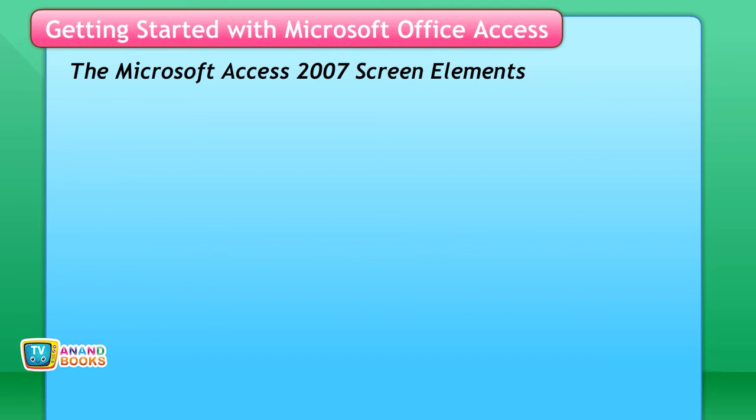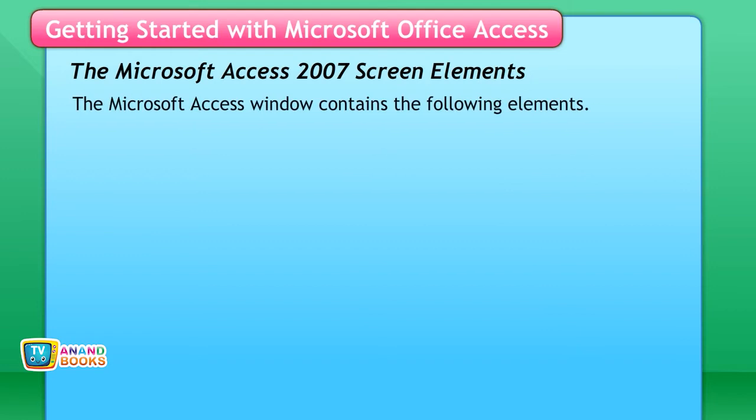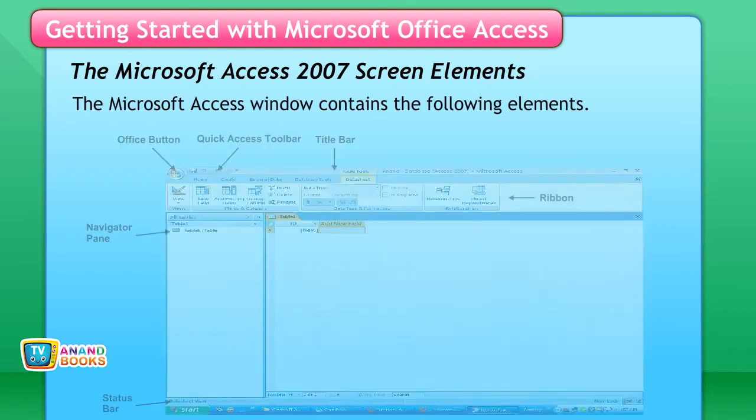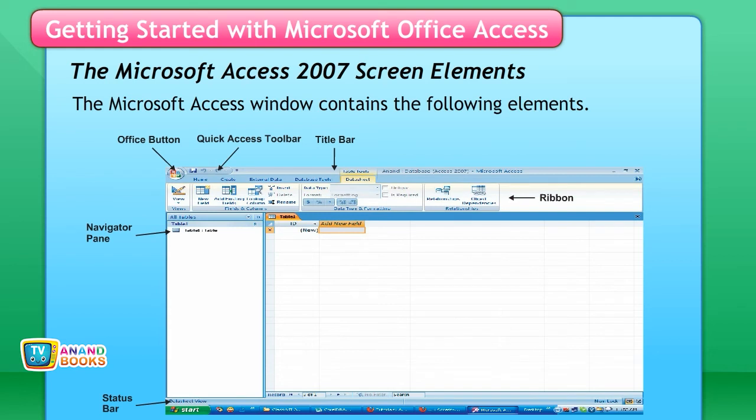The Microsoft Access 2007 Screen Elements. The Microsoft Access window contains the following elements: Office button, Quick Access toolbar, Title bar, Ribbon, Navigation pane, Status bar.